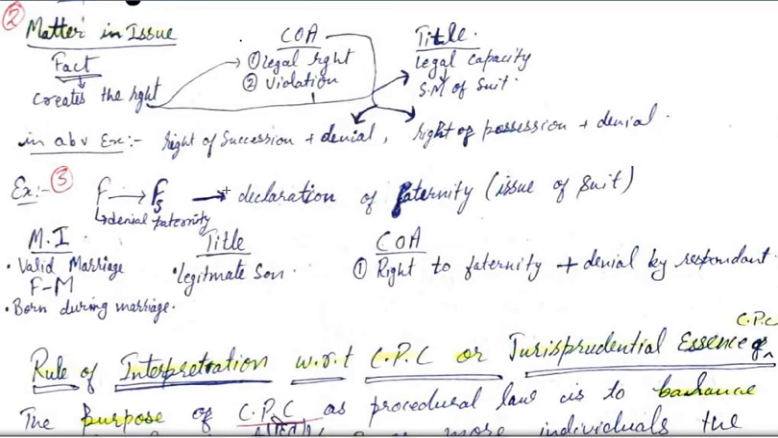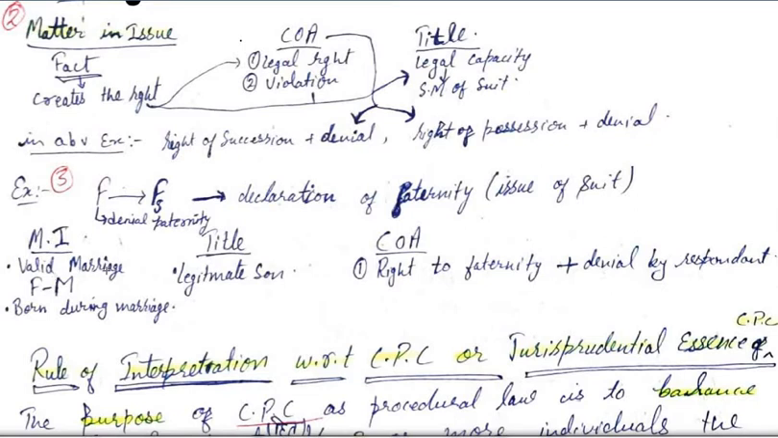So if he files a suit for declaration of paternity against F, now you have to tell me, I am writing the three things here: matter in issue, title and cause of action. What is the matter in issue, cause of action and title in the case? The suit, or the petition, is for the declaration of paternity. Now FS alleges that I was born as a biological natural child of my mother, and mother was married to my father, and while the marriage continued I was born, and therefore I am the son.